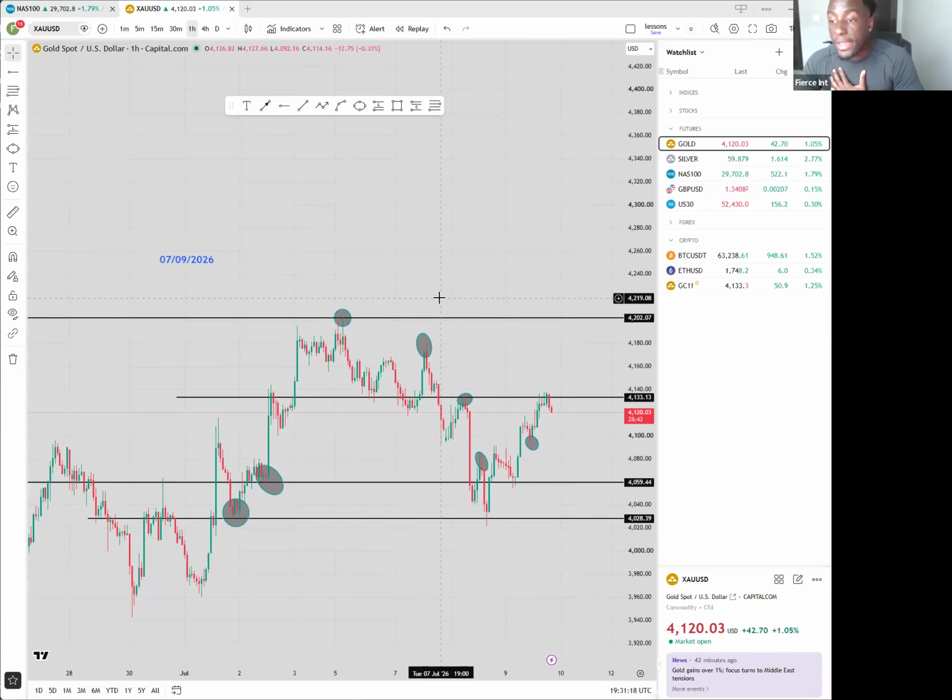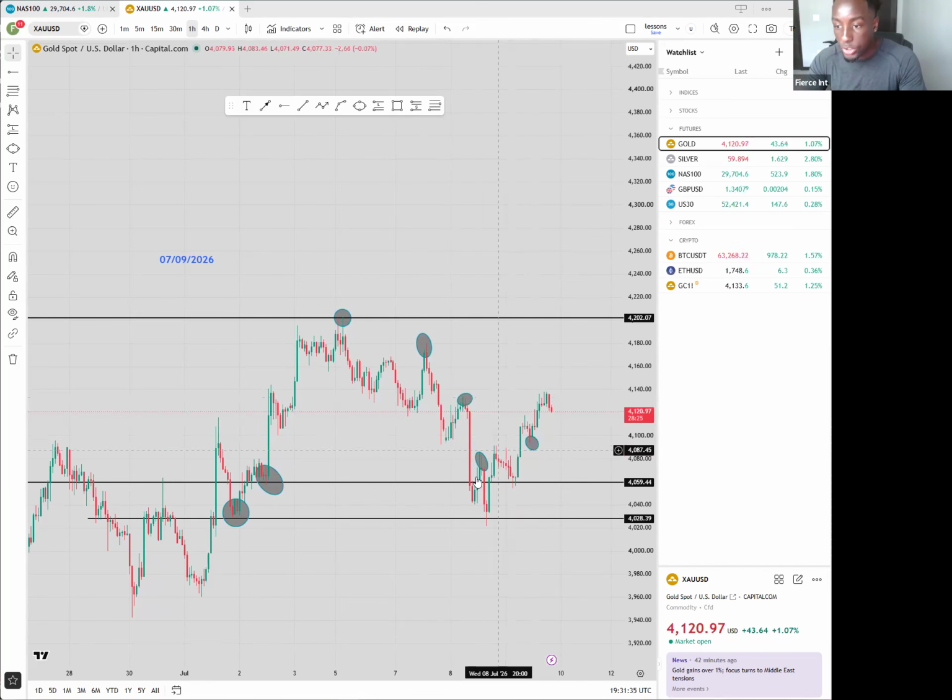Now, I understand that all I have to do from here moving forward is wait for price to do its thing and come to me. That's all I have to do. So what I'm going to do is, I know price is in a bullish trend right now. It beat the previous highs twice. The next target that price wants to target is going to be this target right here.